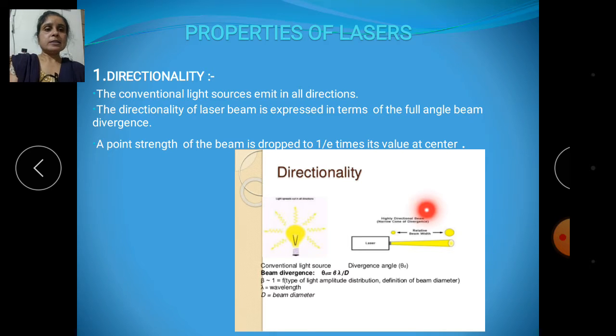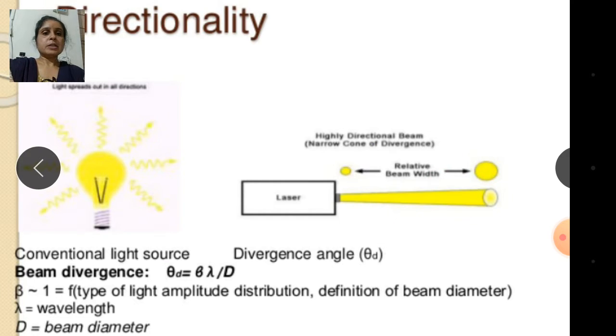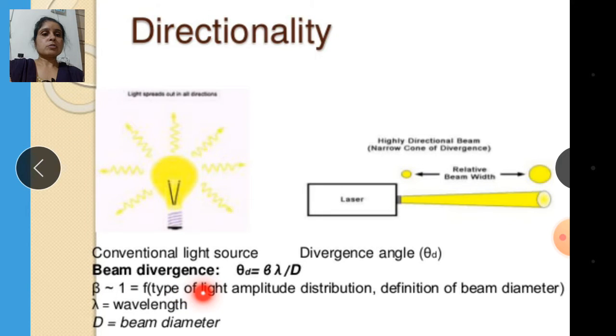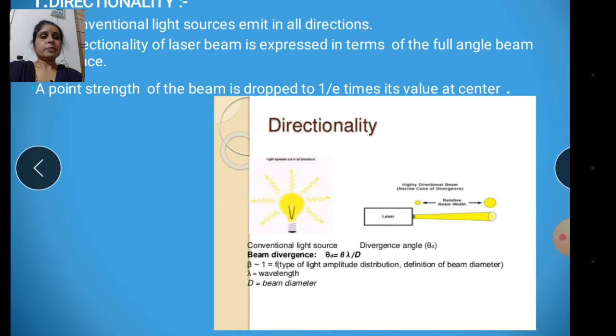See in this figure, we see the conventional light source. This is the laser beam, and the laser beam emits in a straight direction as a narrow beam of light. So in this way we define the divergence angle. The beam divergence is equal to, where lambda is the wavelength of light.